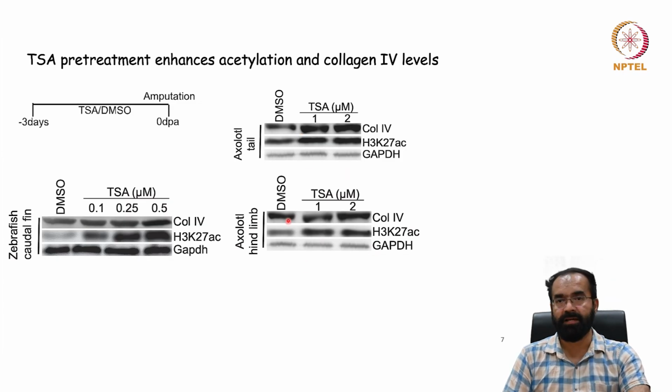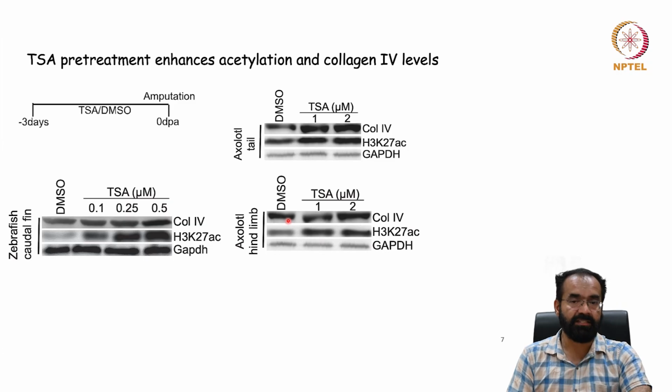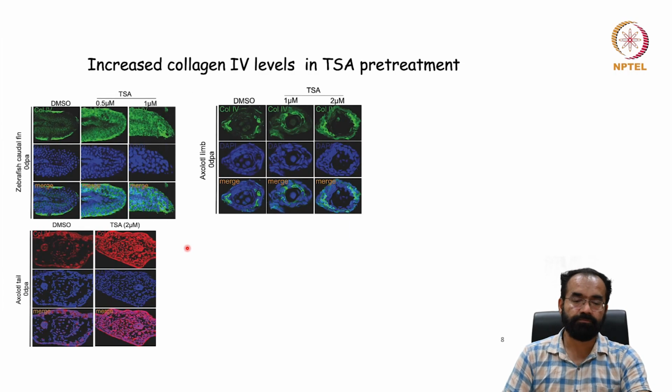So what you learn from here is that with pre-treatment of TSA prior to amputation, if you block the histone deacetylases, you end up having too much collagen 4. We have discussed that collagens are part of the ECM, extracellular matrix proteins, and these are super abundant. That is what you should understand. The matrix proteins are super abundant in the fin, tail or limb because of histone deacetylase being blocked.